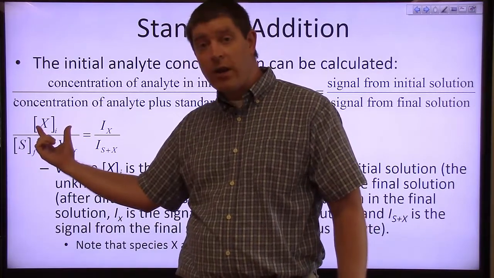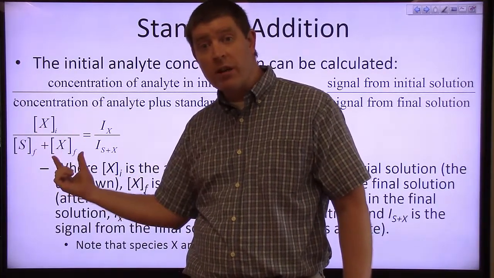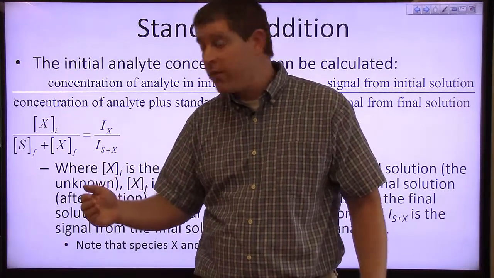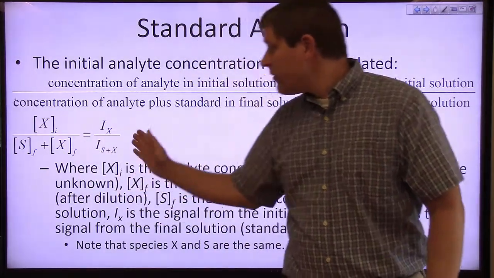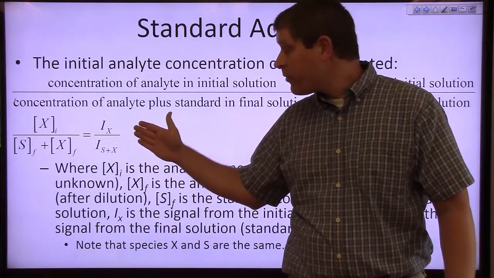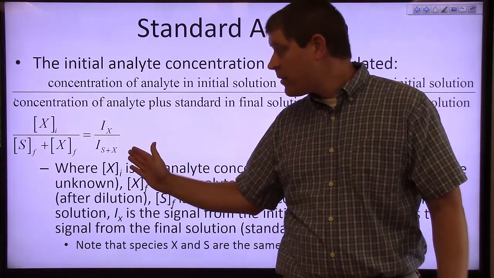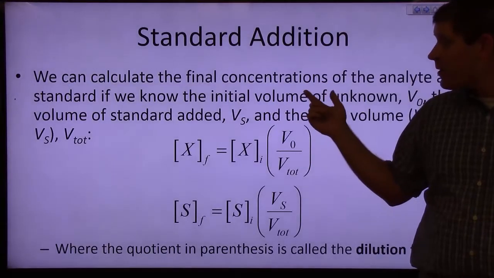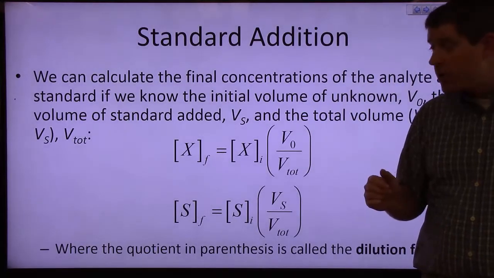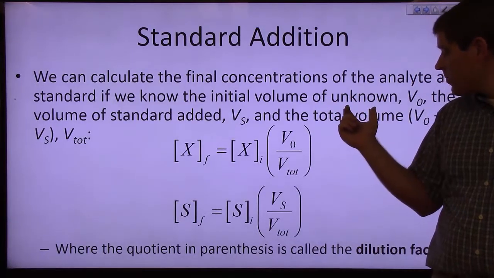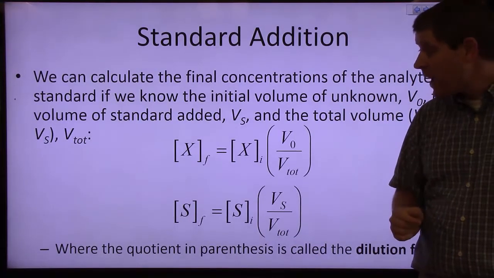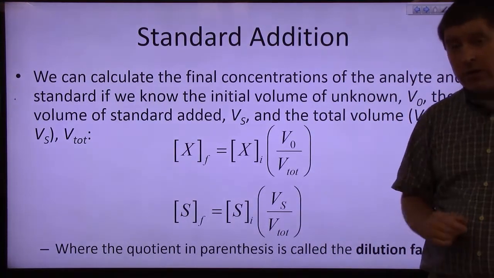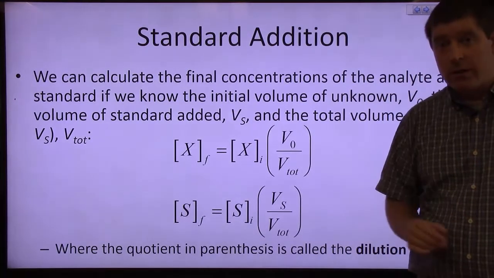What we really want to find is the concentration of X in the initial solution, but we need to account for the dilution of adding some additional volume of water, or whatever else the solvent might be. Anyways, this side is equal to our signal, symbolized with an I, our signal from the initial solution divided by the signal from the solution with the standard added to it. So we can then calculate the final concentrations of the analyte and the standard if we know the initial volume of the unknown, V naught, the volume of our standard added, V sub S, and the total volume, which is V naught plus V sub S. And we're going to symbolize that with V total.